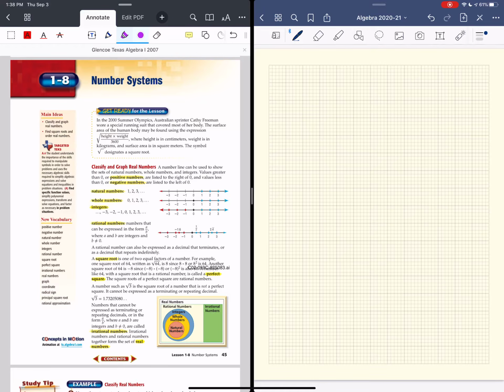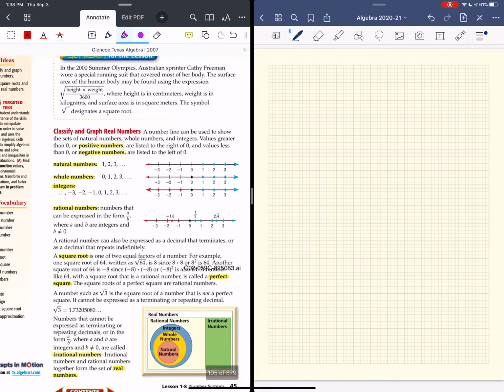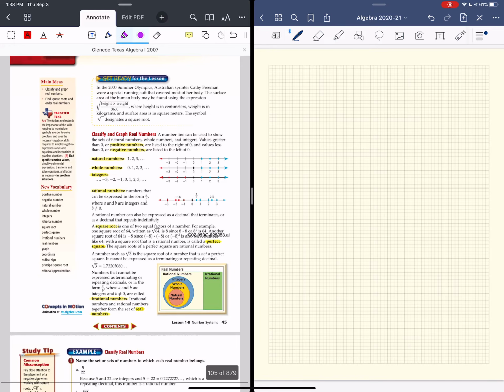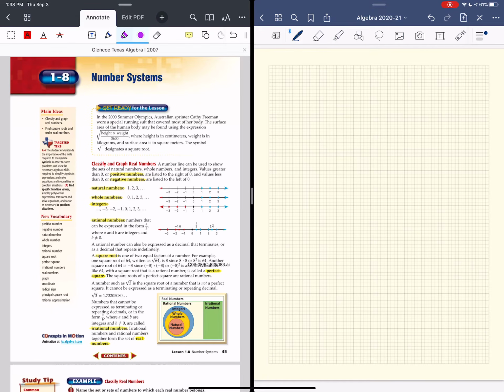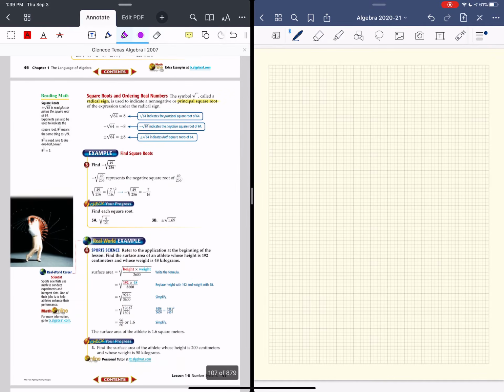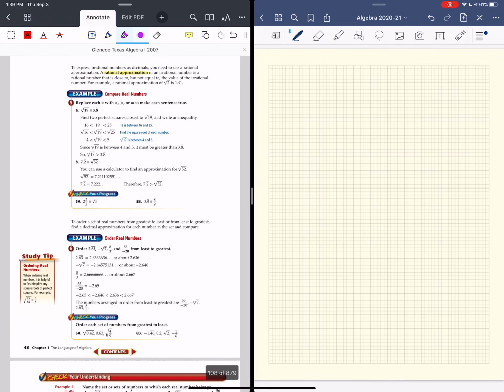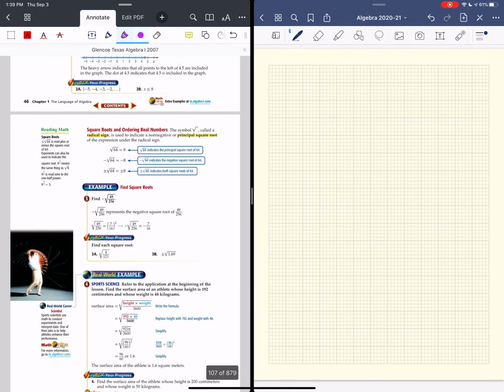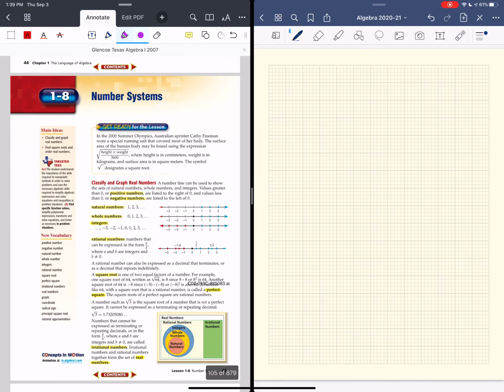We are going to look at number systems, and I just want to jump right in. So again, your book can be open to page 45. I will keep this up on the screen though, and we are going to go through, let's see, 6 examples. We'll see, maybe all 6.